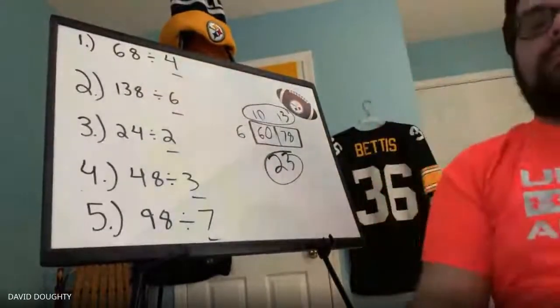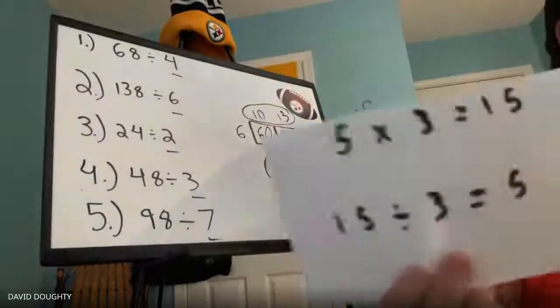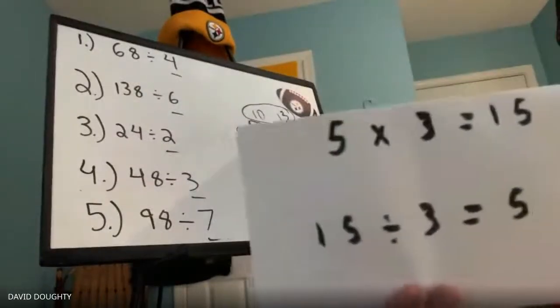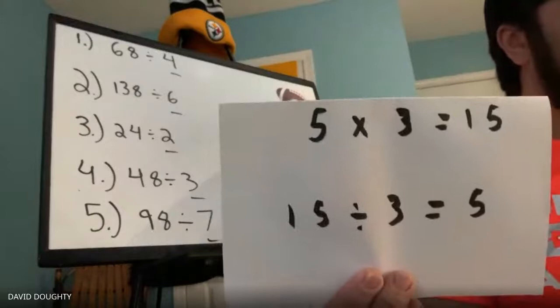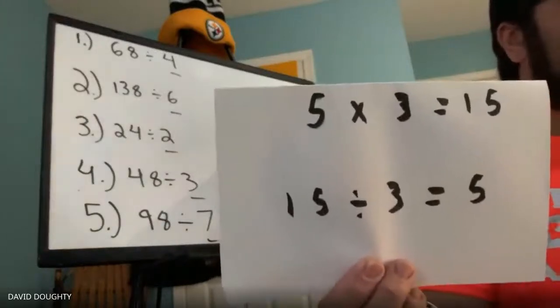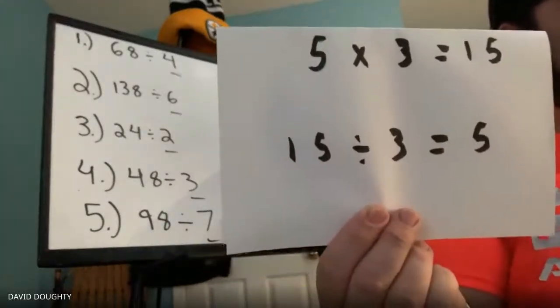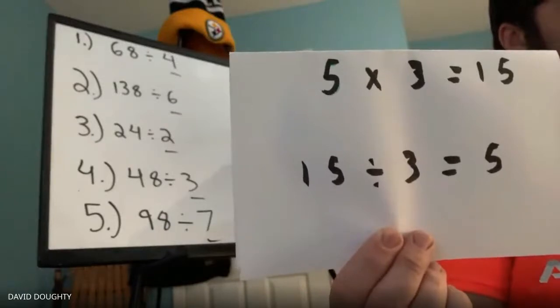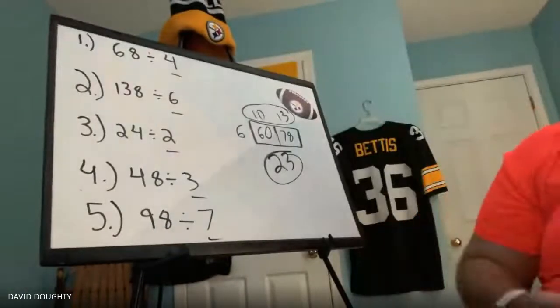Let's see, I got my paper. So to help this make a little bit more sense, take a look at this piece of paper. I have 5 times 3 is 15. We all know that. If I reverse it and do it backwards, 15 divided by 3 is 5. Okay, that's what we're doing here.